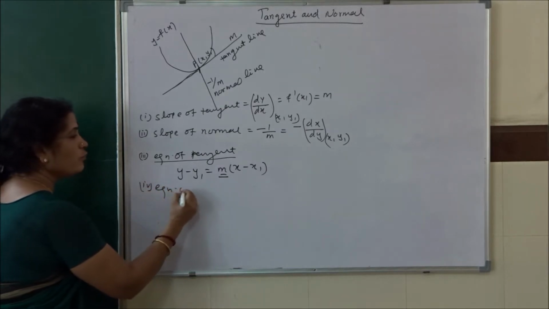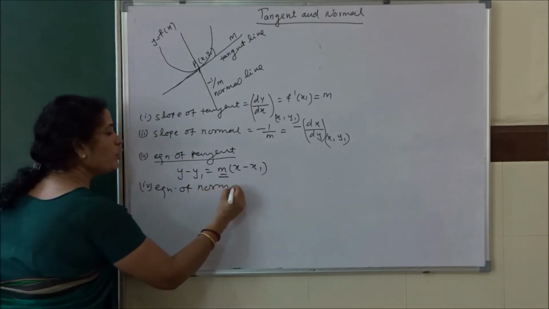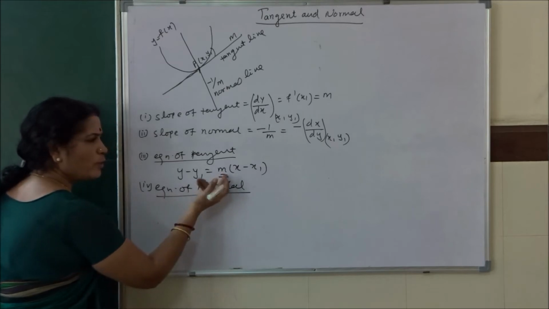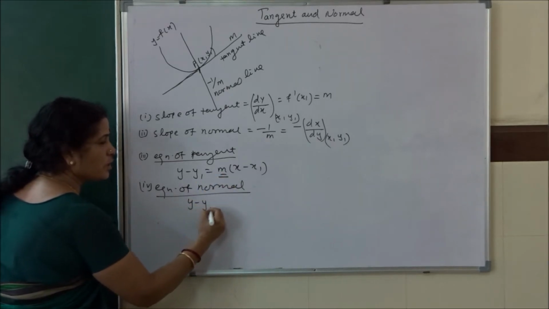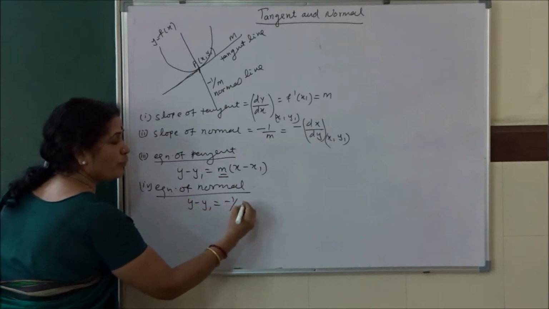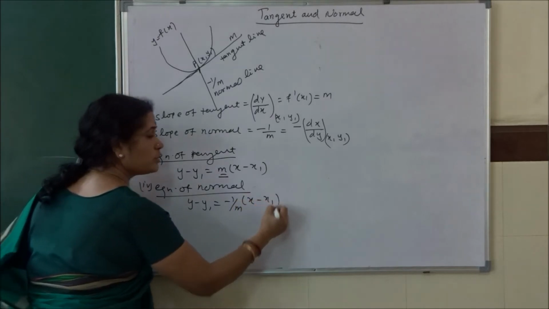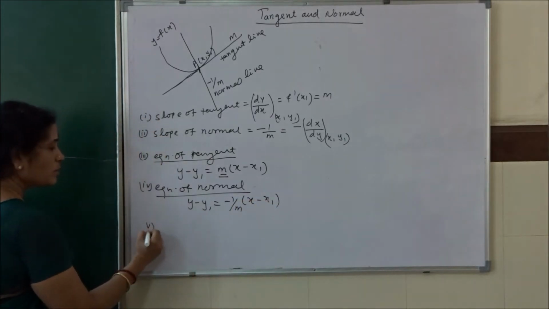Now equation of normal. What is the equation of normal, what is its form? Normal means perpendicular. The equation is the same. Instead of slope, you have the slope of normal, -1 upon m. There is no difference.